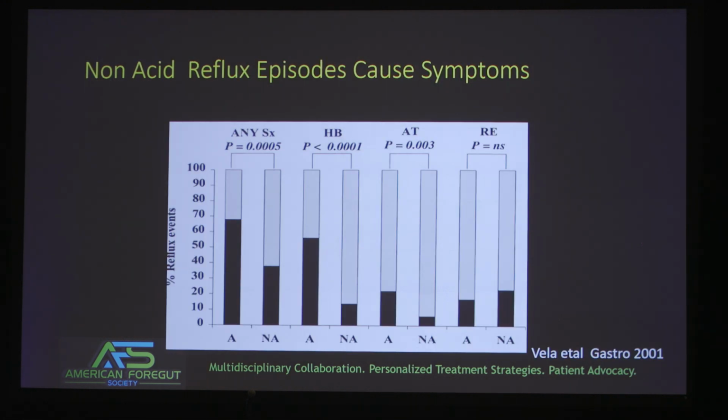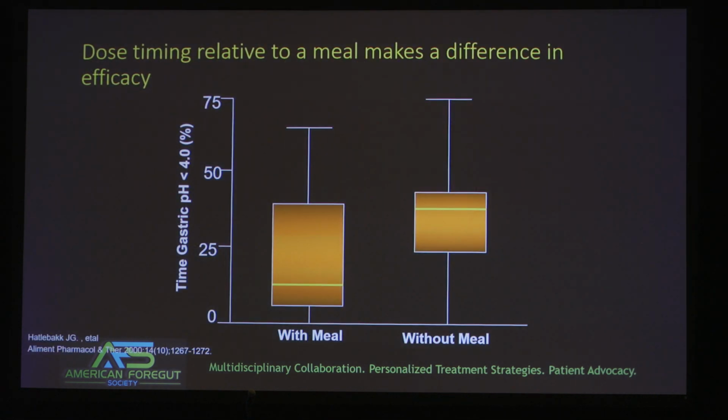Now, non-acid reflux episodes will cause symptoms. If you ignore that completely, I believe you do so at your peril. This is Marcelo Vella's paper from Gastro in 2001, one of the earliest impedance pH studies that showed that there was still postprandial reflux and that it was predominantly weakly acidic, or what we called non-acidic back then. In this case, you see A and NA. Those are symptoms across the board: heartburn, acid taste, and regurgitation. All of the symptoms are produced by either acid or non-acid reflux. So one of the reasons that medical therapy may fail is that you have non-acid reflux causing the symptoms.